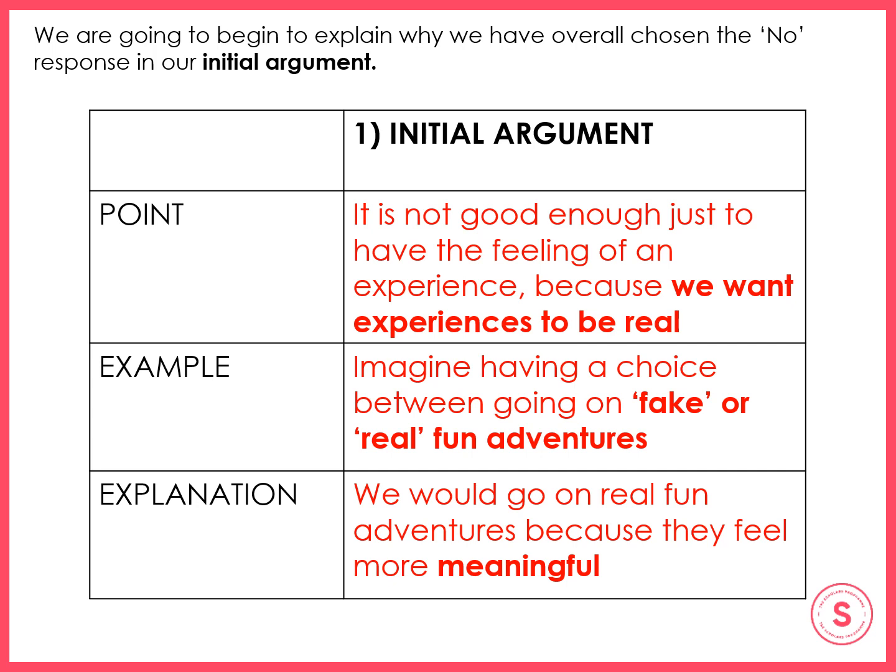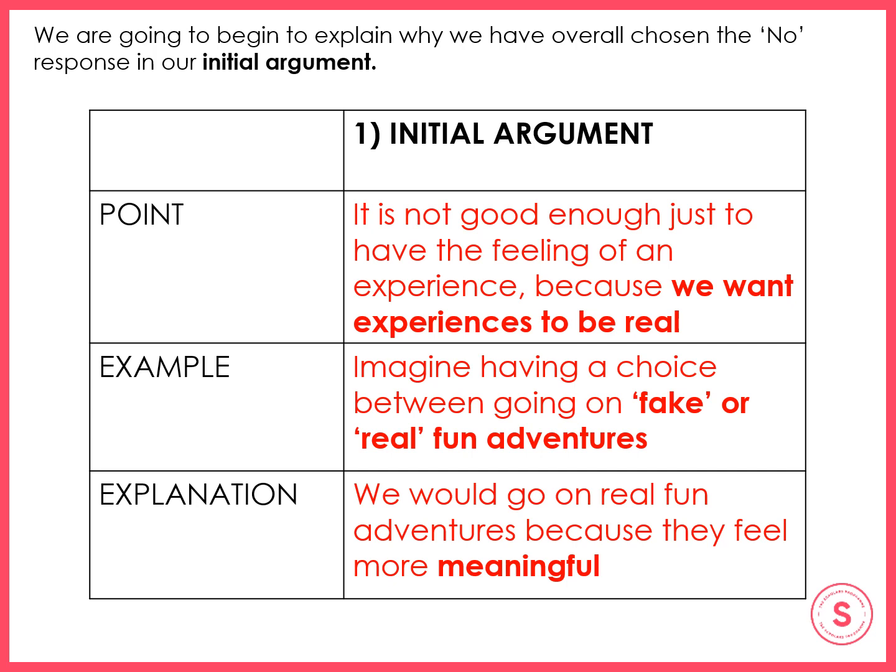And the first argument that we have to develop as philosophers answering a thought experiment question is our initial argument. So we're putting forward what side we're on and why for the first time. Now to do this, I've come up with this table, a point example explanation table, to help us develop our initial argument before we write it up into a paragraph.